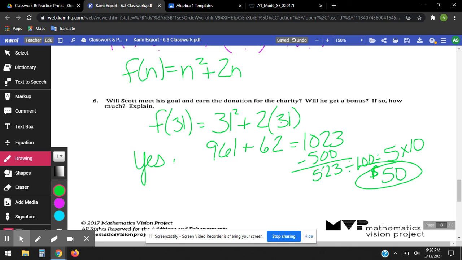So that's other ways to figure out how to come up with your quadratic equation on there.